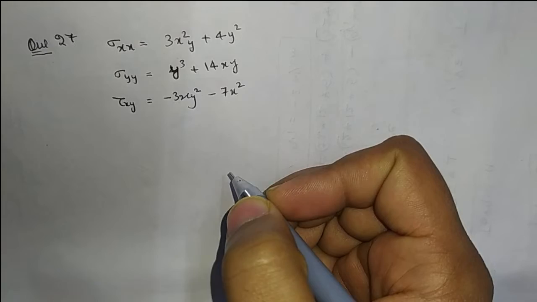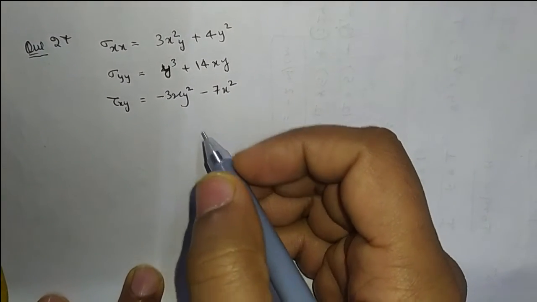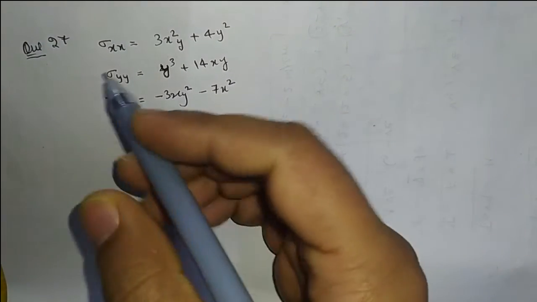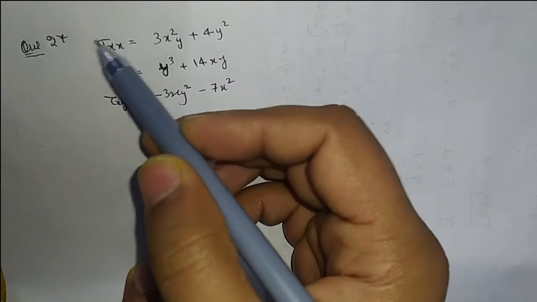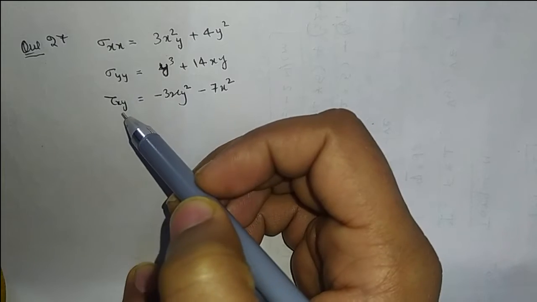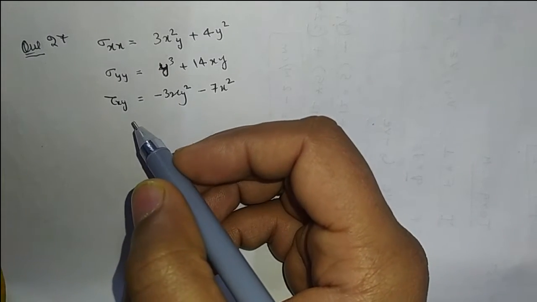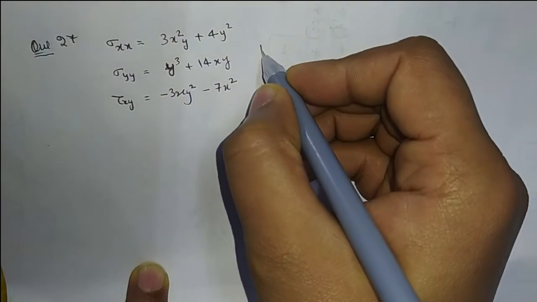Question number 27. A 2D state of stress is given: sigma xx, sigma yy, tau xy. Normal stress in the x direction and the y direction, and the shear stress in the xy plane, with no body forces.